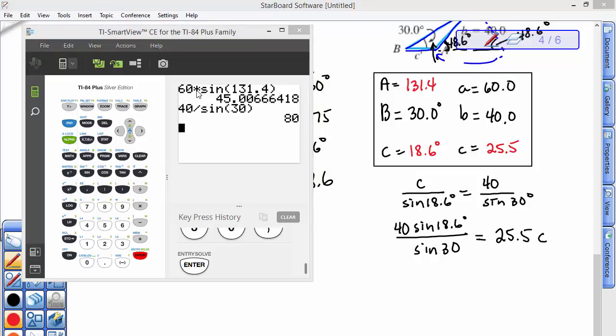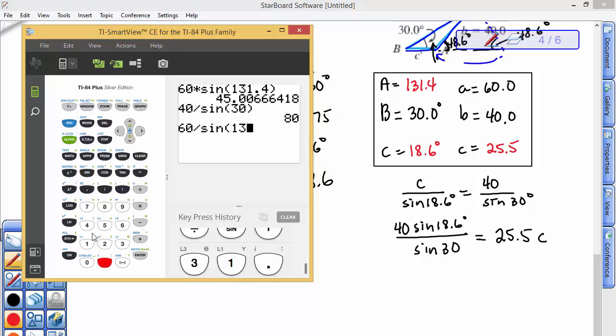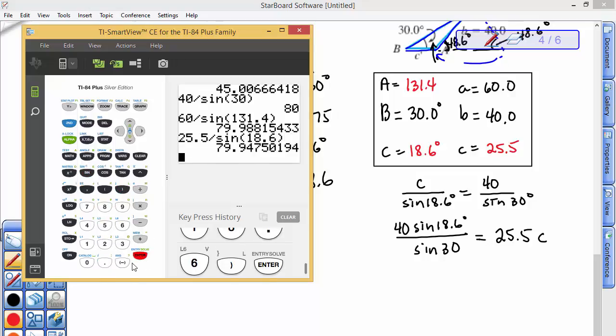What I did wrong was I typed times here. So I should have typed 60 divided by the sine of 131.4. And I'm comparing that to the 40 divided by the sine of 30. And then finally, let's type 25.5 divided by the sine of 18.6 and see if that's close to 80 as well. So all of these were close to 80, telling me that my solution was correct.